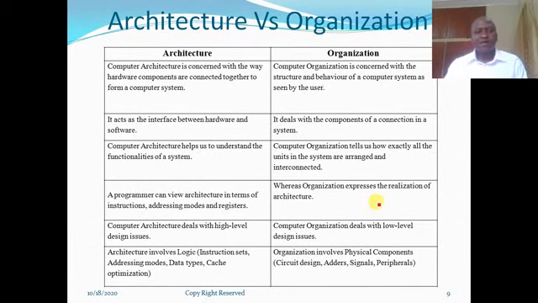A programmer can view architecture in terms of instruction, addressing modes and registers, whereas organization expresses the realization of the architecture. Computer architecture deals with high-level design issues, while computer organization deals with low-level design issues. Architecture involves logic, that is instruction sets, addressing modes, data types, cache, memory optimization, while organization involves physical components, circuit designs, adders, signal processing, and the other peripherals of the computer system.